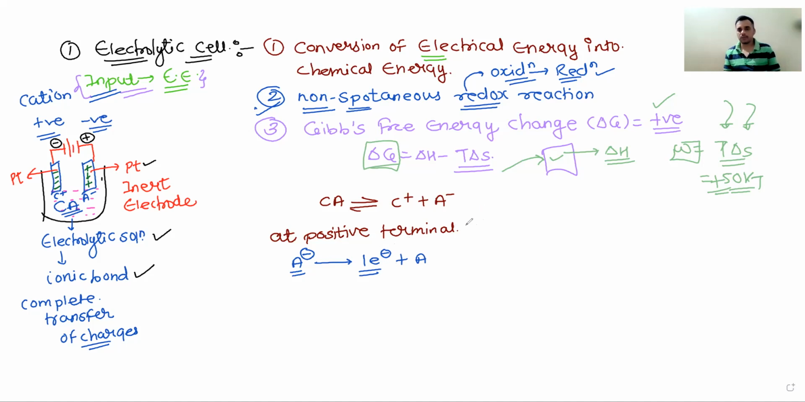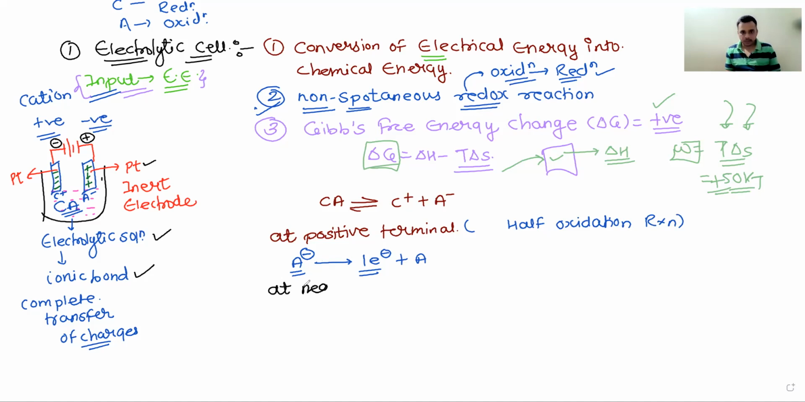So what is the terminology we have used? What is a cathode? Cathode means where reduction will be there, and for anode we are using oxidation. So loss of electron means we refer to this as a half oxidation reaction. Okay, and then there will be one more reaction at the negative terminal.